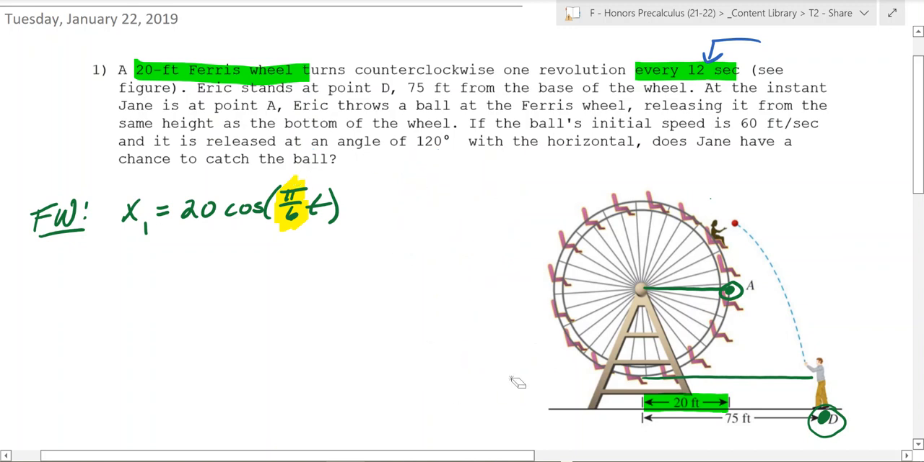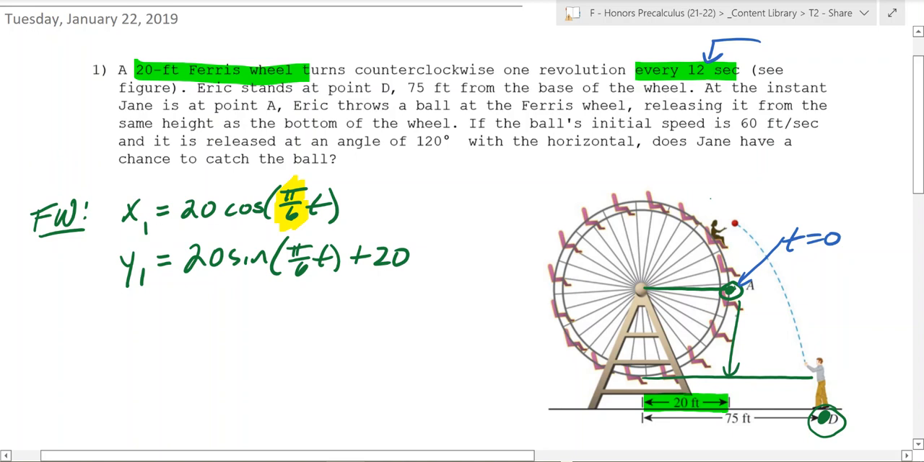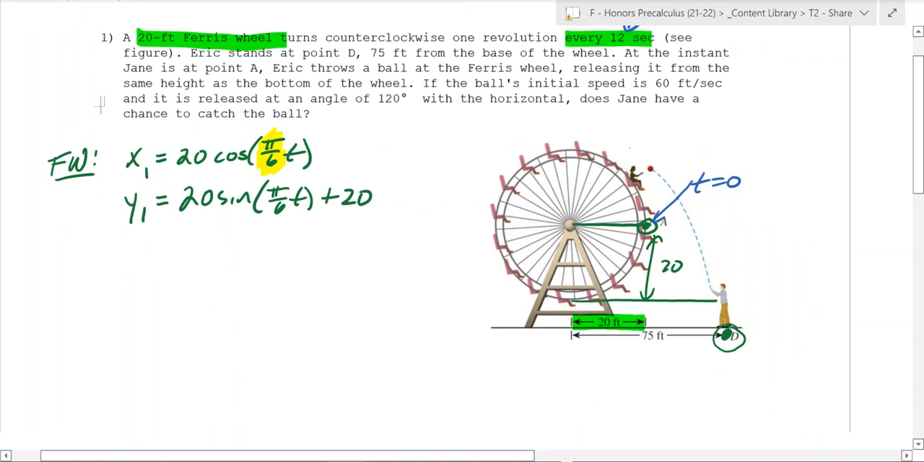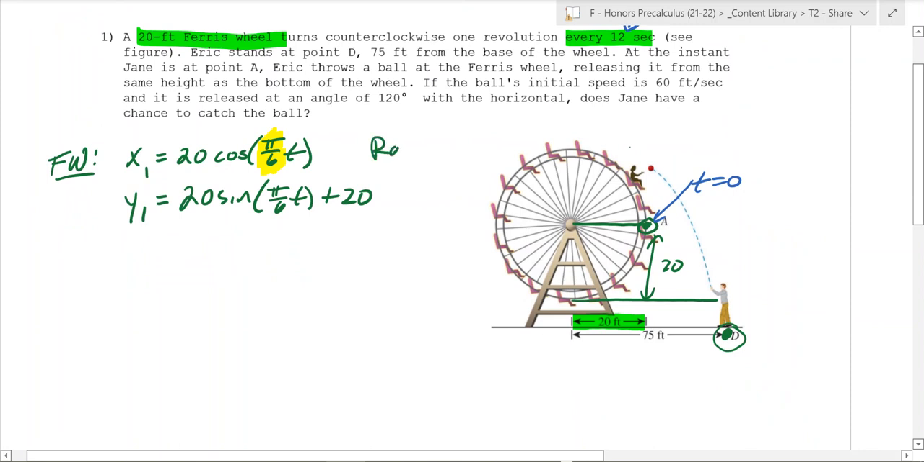That's her horizontal position if this is time equals 0 for her. Now her vertical position, her y position, is going to be 20 sine of pi over 6t, but you have to add 20 to it because at time equals 0, she's starting at a height of 20. So that's the Ferris wheel. That's her position on the Ferris wheel with respect to time. And remember, this is in radians because we used pi over 6.